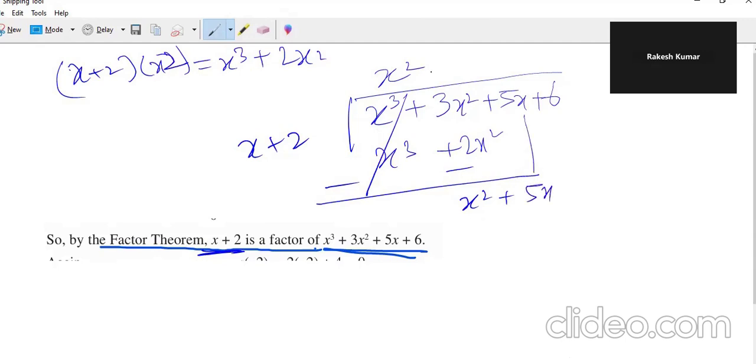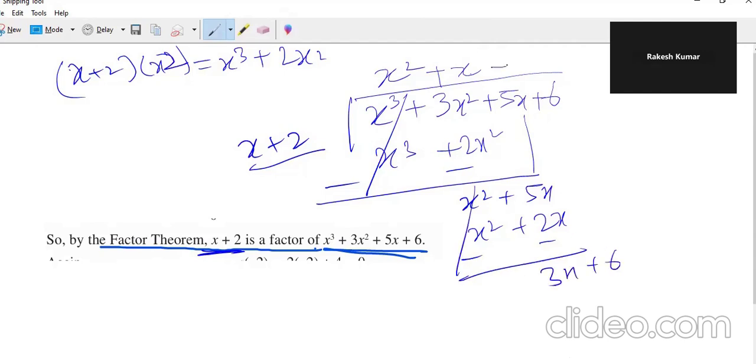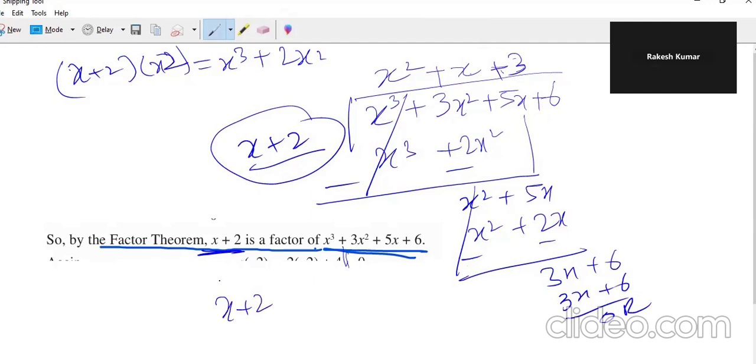I have to eliminate x square. I multiply by x. x into x plus 2 is x square plus 2x. Again I subtract. It cancels out. I get 3x plus 6. I multiply with 3. So it will become 3x plus 6 and 0 remainder. So this is a factor. So you can write this as x plus 2 into x square plus x plus 3. These are the two factors of this.